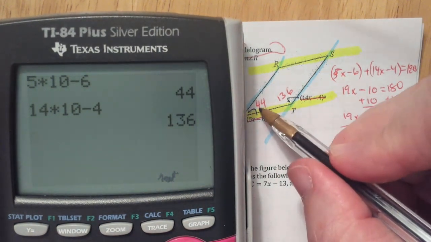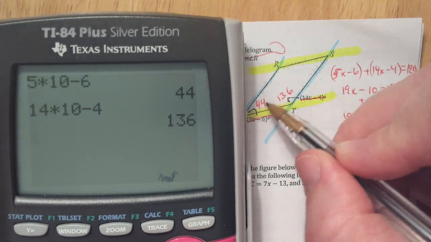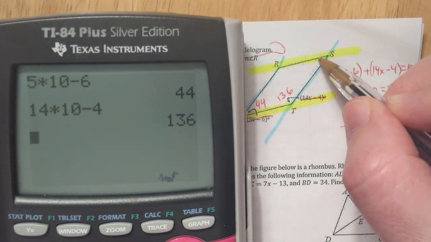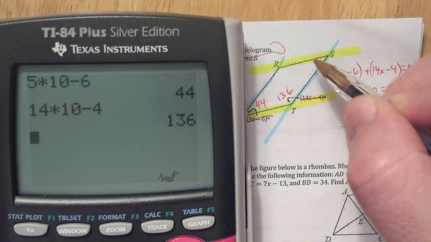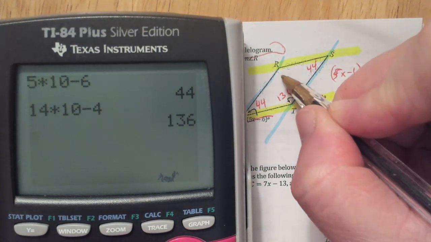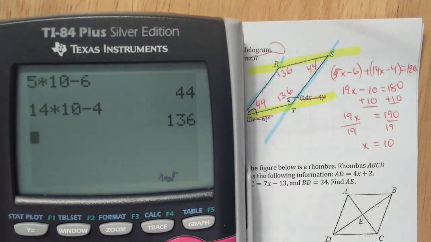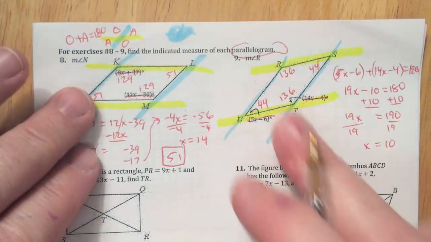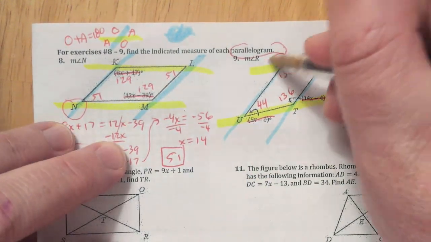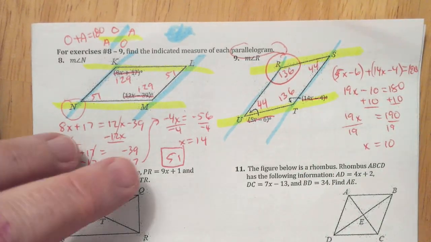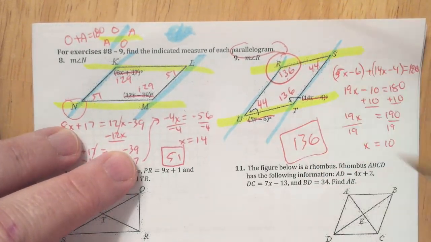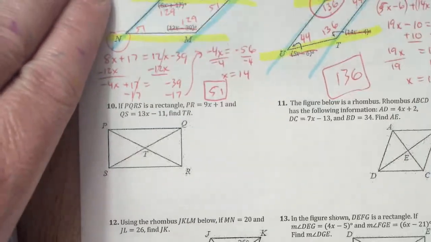Okay, so all of the blue, yellow, acute would also be 44. So this is acute, so this is 44, and this right here is 136. Lovely. All right, fantabulous. Okay, so we have those, and then they said what was R. So R was 136, and that was our final answer. All right. Okay, this one down here.